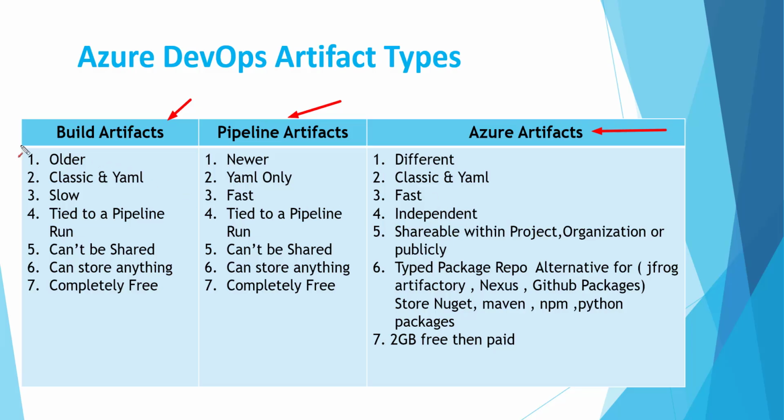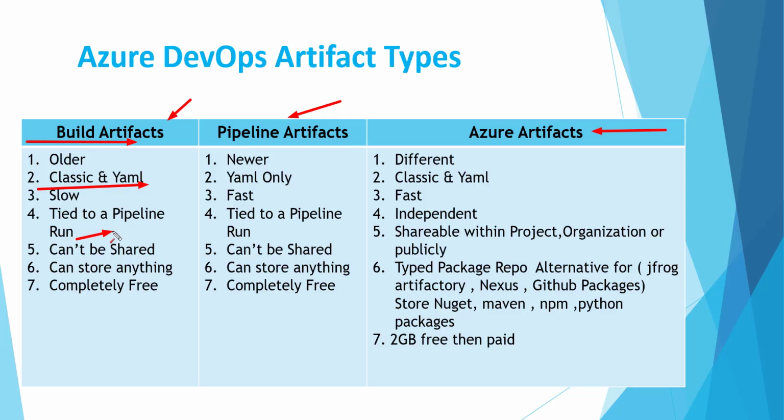First, the build artifact. The build artifact is the default artifact that is used to publish artifacts between build pipelines and release pipelines in the classic pipelines. It is the older one and the default one in Azure DevOps. This build artifact can be used in both classic and YAML pipelines.